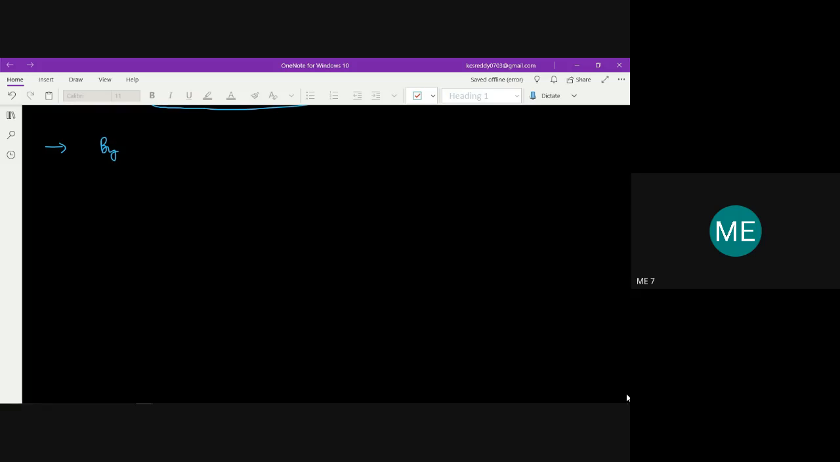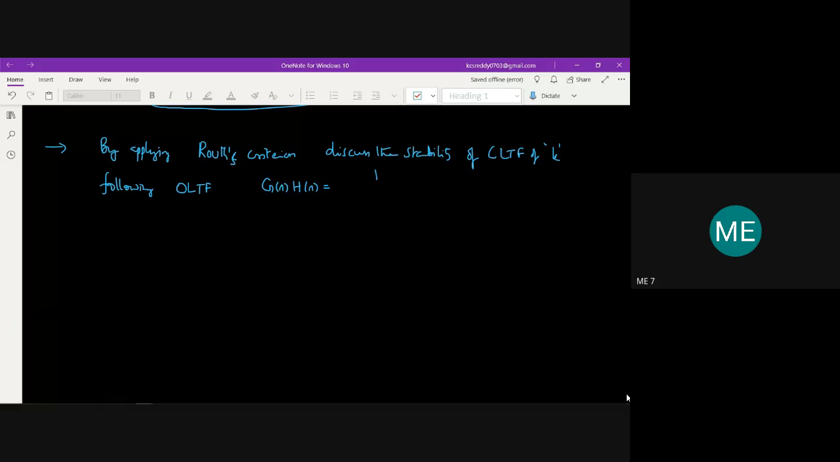by applying Routh's criteria, discuss the stability of the closed loop transfer function, which is a function of k, and the following open loop transfer function is given, that is g of s into h of s is given as k into s plus 1 divided by s into s minus 1 into s square plus 4s plus 16. So this is the open loop transfer function given.